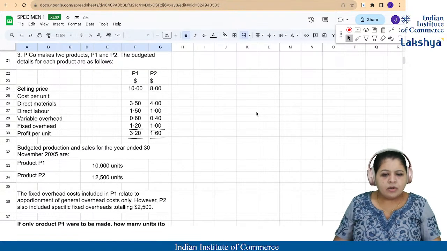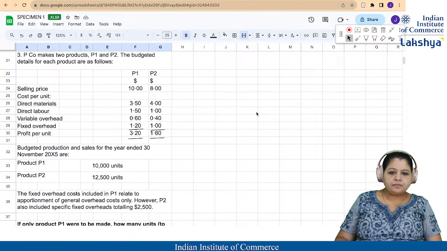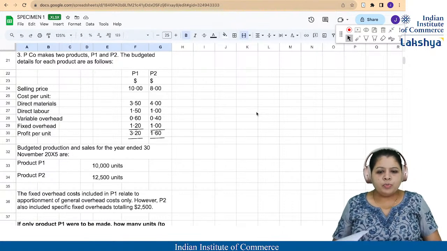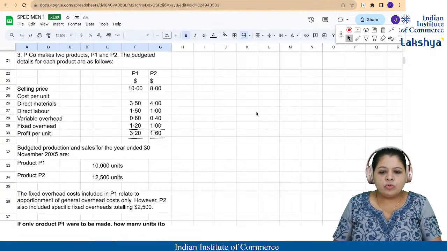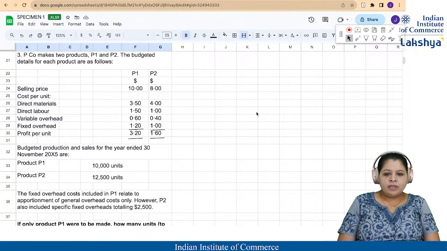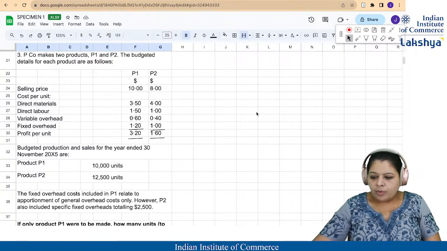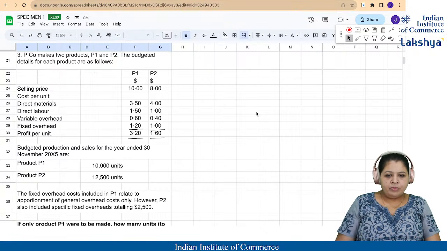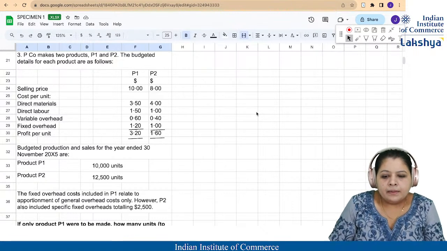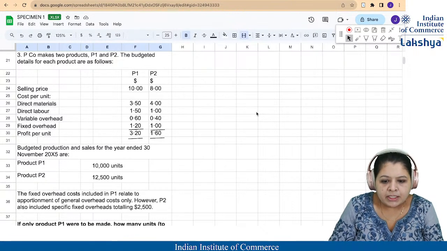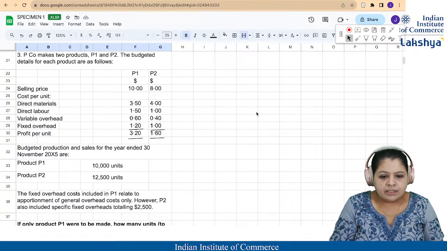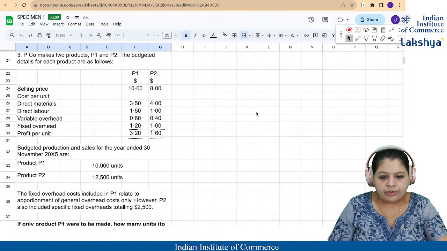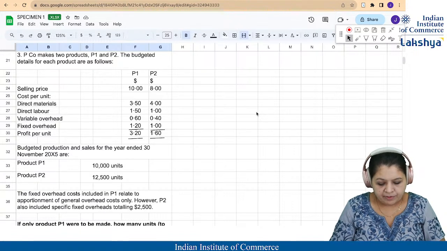This question is a little long, so I'm going to read it out. P company makes two products, P1 and P2. The budgeted details for each product are as follows. So your P1 and P2 are given here. The budgeted selling price is given as 10 and 8. Direct material is 3.50 and 4. Direct labor is 1.50 and 1.